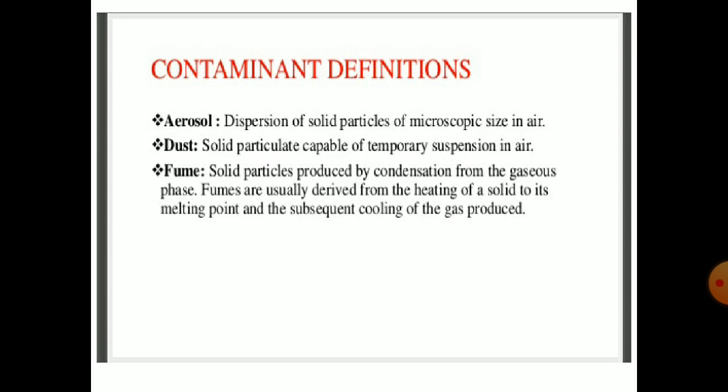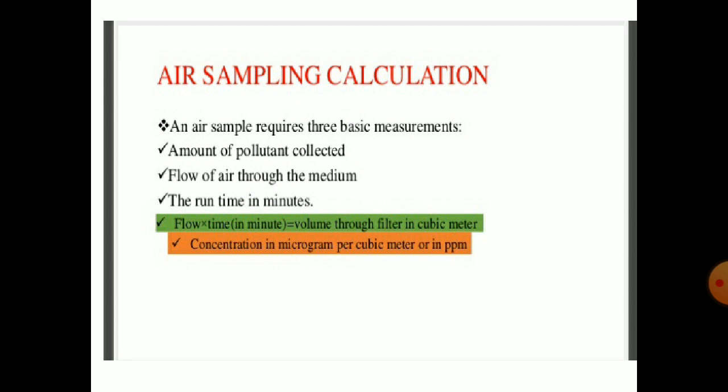Next, what are aerosol, dust and fumes? Aerosol: dispersion of solid particles of microscopic size in air. Dust: solid particulate capable of temporary suspension in air. What is a fume? Solid particles produced by condensation from the gaseous phase. Fumes are usually derived from the heating of a solid to its melting point and the subsequent cooling of the gas produced.